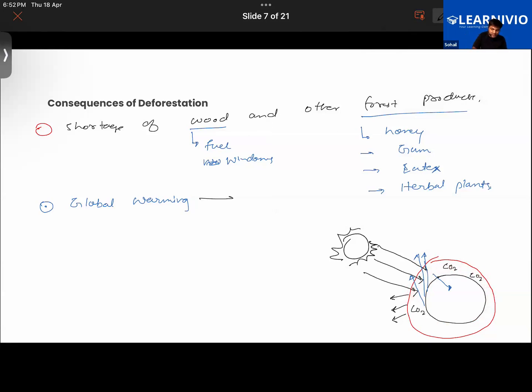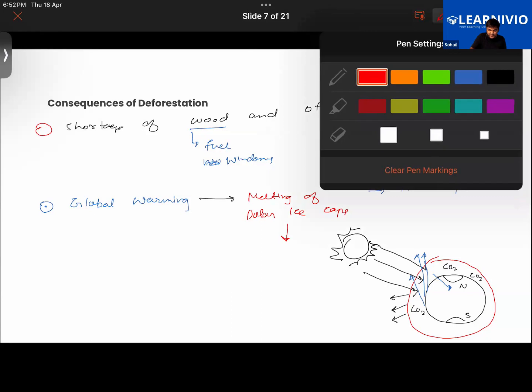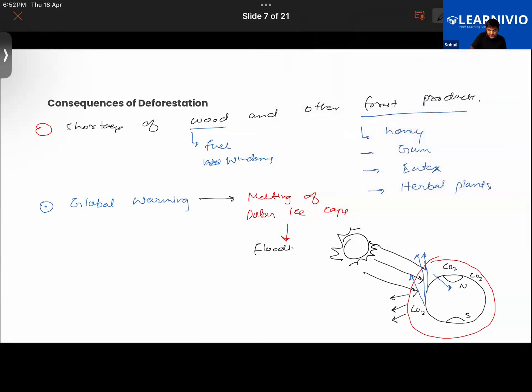And due to global warming, the polar ice caps in the northern and the southern pole of Earth start to melt due to the excessive heat. So this will ultimately lead to melting of polar ice caps, and further it will lead to flooding of coastal areas. Flooding of coastal areas will happen, and not just this, but loss of habitat also. Loss of habitat for those organisms that are living in the Antarctic and Arctic areas. Getting it, guys?